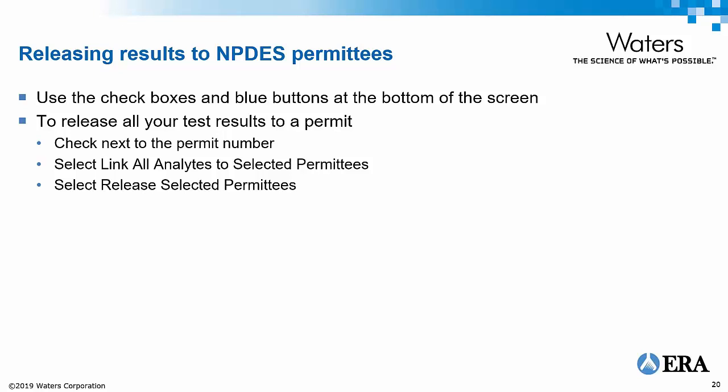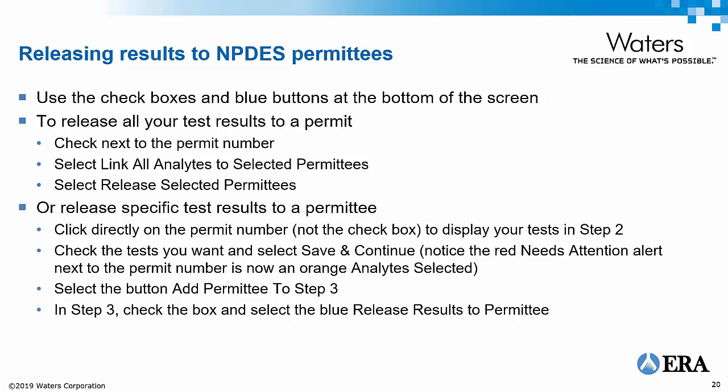That one's done. If you want to release specific tests, though, to individual permittees, I recommend this. This makes their report a little cleaner for them and their DMR-QA coordinator. You click on the permit number. Don't use the checkbox, just click on the name and number, and it displays the tests in Step 2.